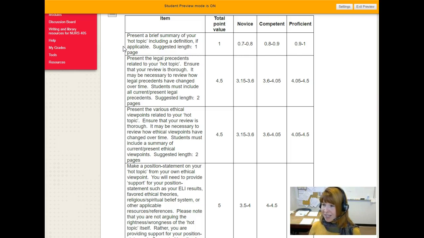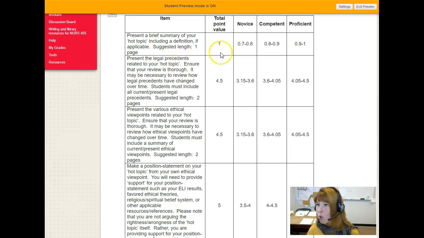I have a suggested length. I have removed maximum and minimum lengths, but please don't write 10 pages of a summary of your hot topic. Please don't write 5 pages. You can typically get through a well-defined summary of the ethical dilemma in about 1 page. Typically under 1 page is not going to be enough to really provide a thorough summary. A little bit more than a page is fine, maybe 2, depending on what your topic is. But you're going to want to stick with around 1 page.